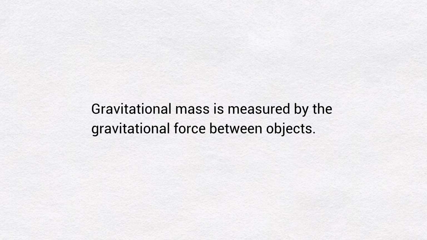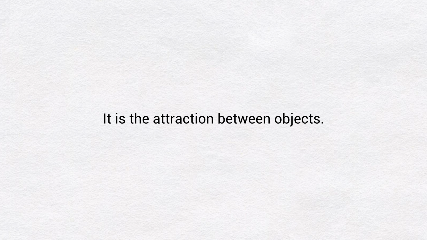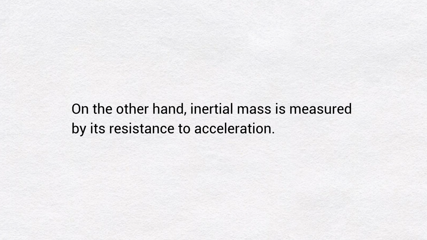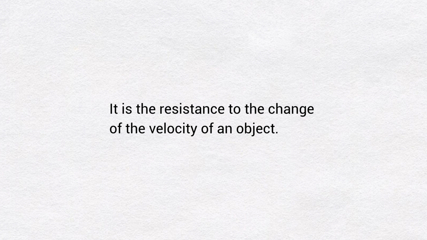Gravitational mass is measured by the gravitational force between objects. It is the attraction between objects. On the other hand, inertial mass is measured by its resistance to acceleration. It is the resistance to the change of the velocity of an object.